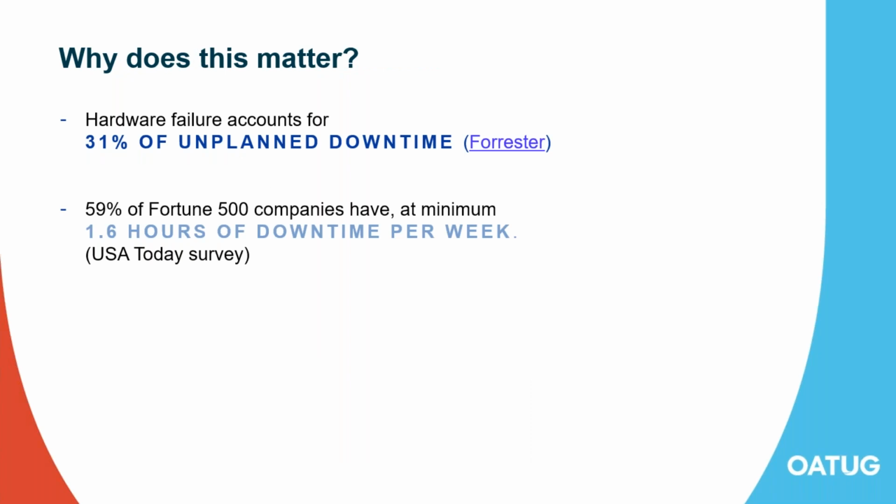So we're talking about something like this. When you look at some studies that have been done, hardware failure accounts for 31% of unplanned downtime. So for at least a third of systems that go down, it's unplanned. And when you look at the Fortune 500 companies, 60% of them have at least 1.6 hours of downtime per week. That's a lot of downtime that can cost sometimes thousands, if not millions of dollars, depending on how long this downtime is, all reliant sometimes on this legacy hardware running these applications.